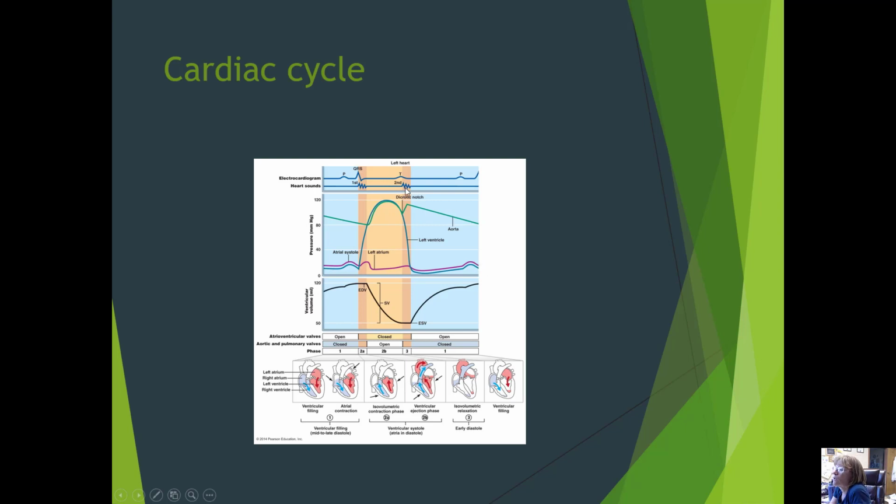Oh, I didn't do this right here. So here is the second heart sound. This is the closing of the semilunar valve. So first heart sound, closing of the AV valve. Second heart sound, closing of the semilunar valve. Okay. That's a cardiac cycle. I love the cardiac cycle, you guys.